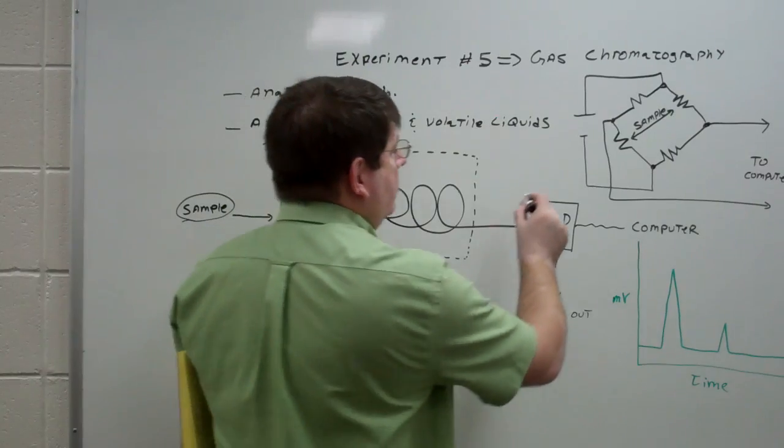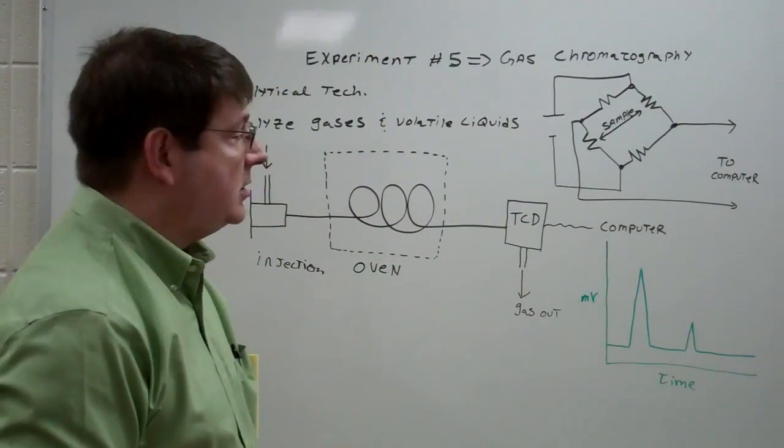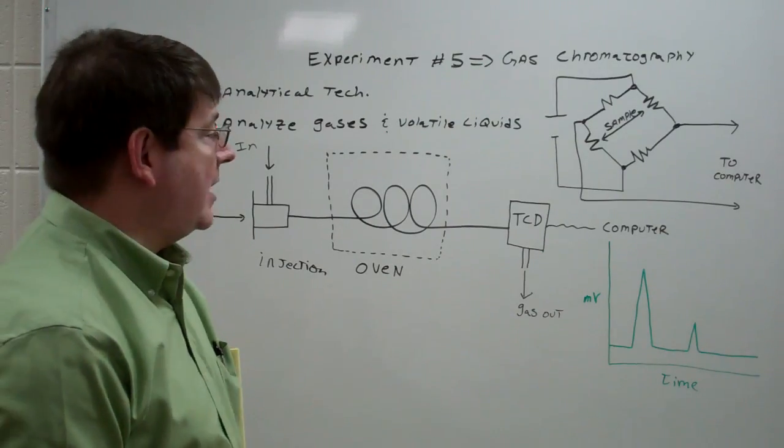However, when the sample comes through, it cools these resistors down, changes their resistance, puts an imbalance in the Wheatstone bridge, and then that gets recorded as a voltage.